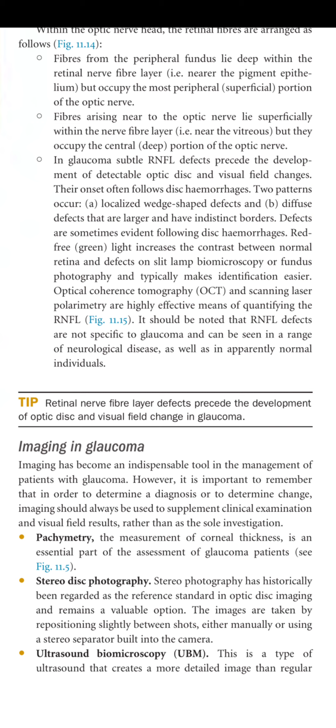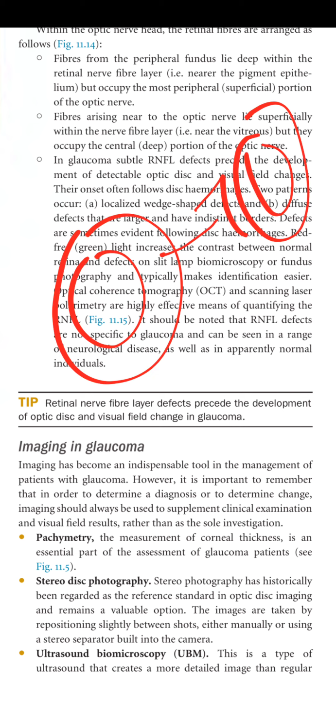Stereo photography has historically been regarded as a reference standard in optic disc imaging and remains a valuable option. The images are taken by repositioning slightly between the shots, either manually or using a stereo separator built into the camera. So basically you can just take a photograph of the fundus, and during each visit you can take a photograph and you can compare how much the optic disc or optic cup has changed.